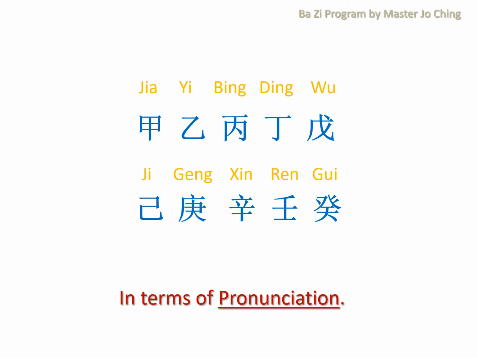Okay, so now I want to teach you how to pronounce. First things first, in Chinese. This is 甲, followed by Yi, then we have Bing, Ding, Wu, Ji, Geng, Xin, Ren, Kui. So this is how I pronounce it. You can start to memorize them.